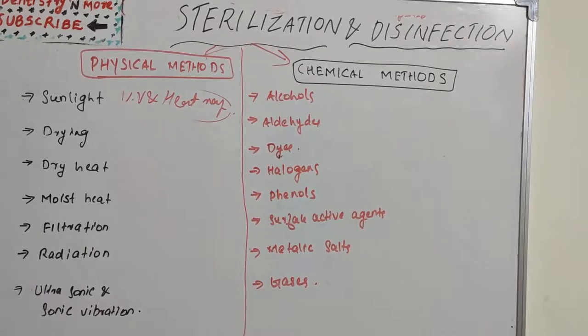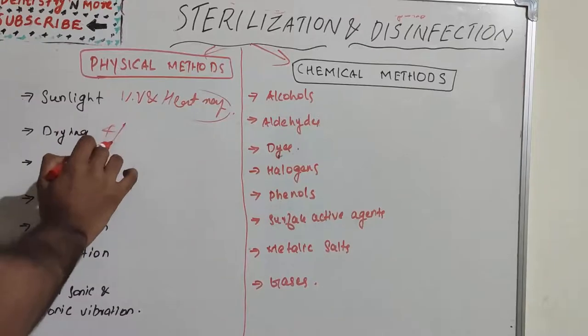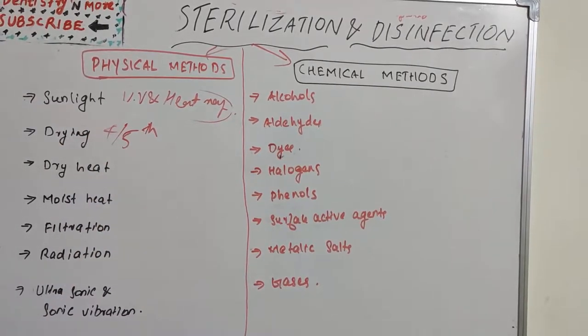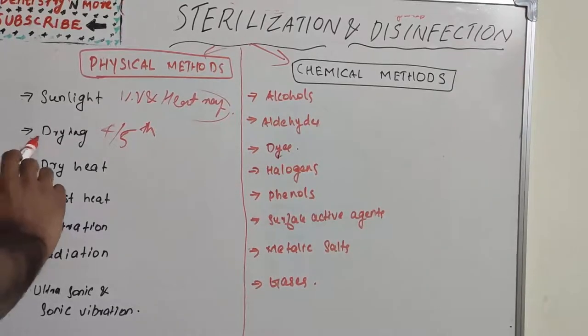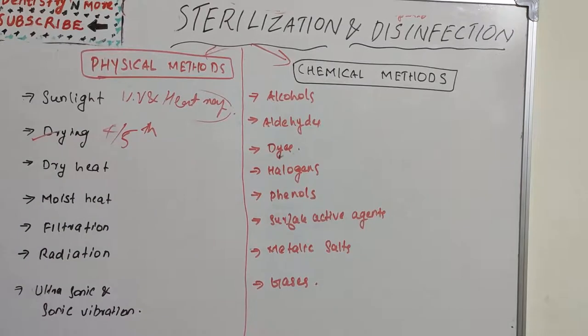And drying is another method, where 4/5 of the bacterial cell is water. So when there is drying, it kills bacteria by removing all the water content from the bacterial body. So that is the importance of drying and sunlight by UV rays and heat rays.